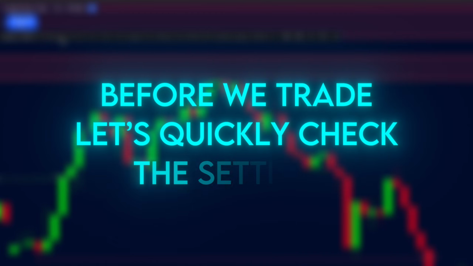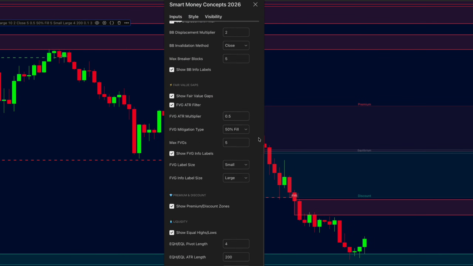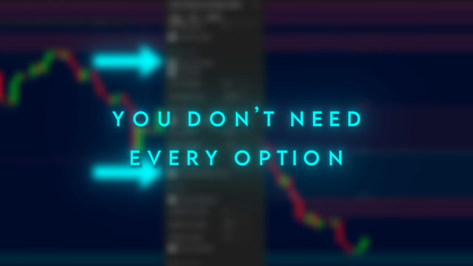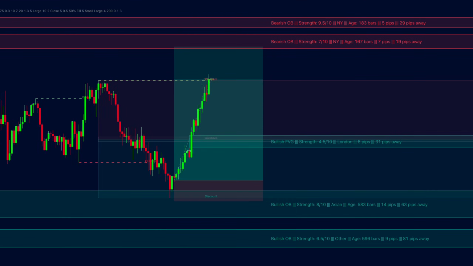Before we trade, let's quickly check the settings. Double-click the indicator. Make sure market structure, order blocks, fair value gaps, and premium/discount are turned on. You don't need every option. You just want a clean chart that explains structure. Now let me show you exactly how to trade this indicator.